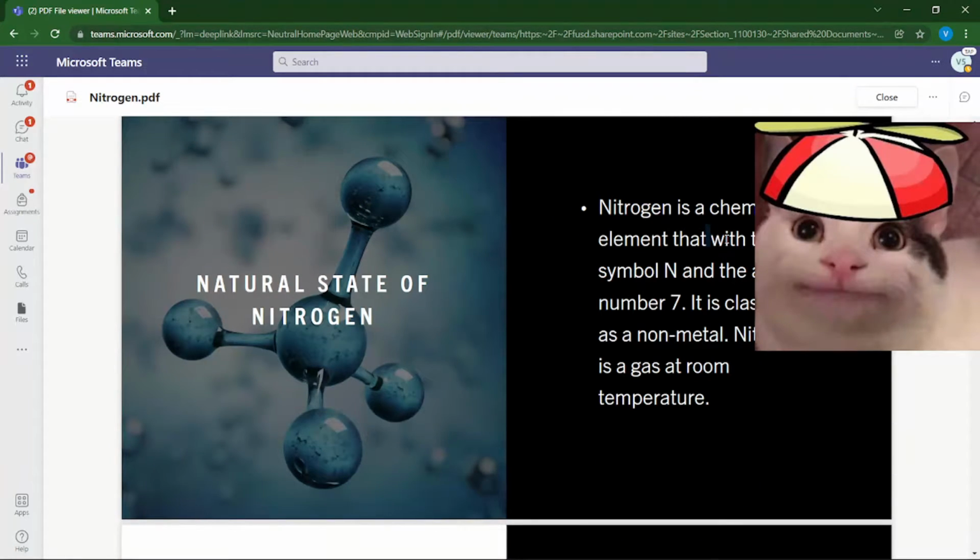For the natural state of nitrogen, nitrogen is a chemical element with the symbol N and the atomic number 7. It is classified as a nonmetal. Nitrogen is a gas at room temperature.